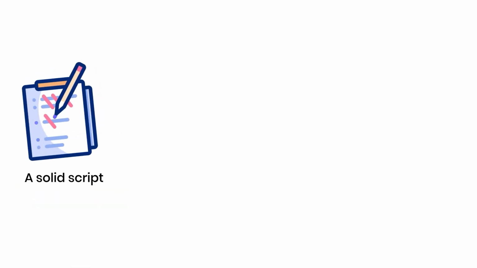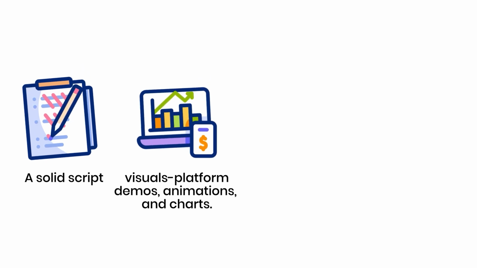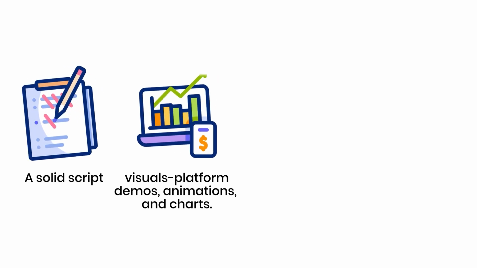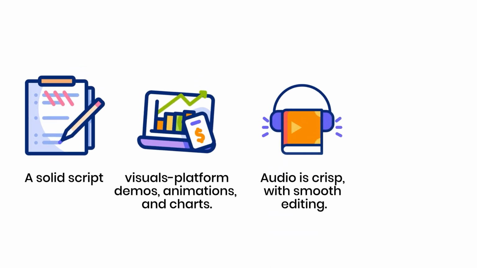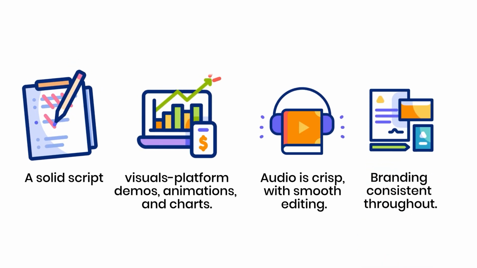Step 4. Create engaging video content. Here's how. Start with a solid script. Use clear branded visuals, platform demos, animations, and charts. Make sure your audio is crisp with smooth editing. Keep your branding consistent throughout.